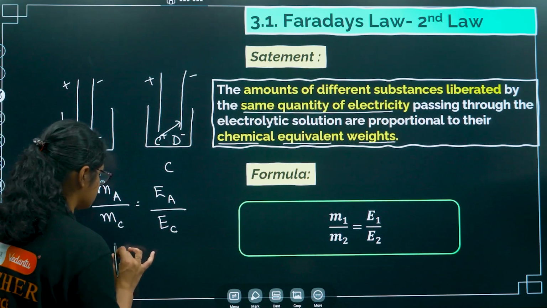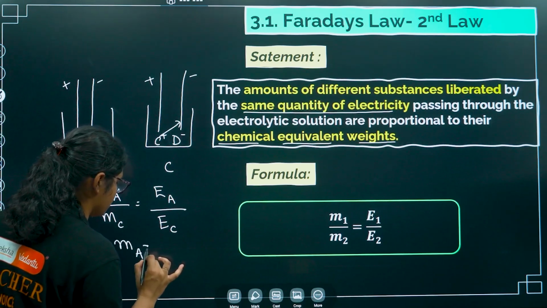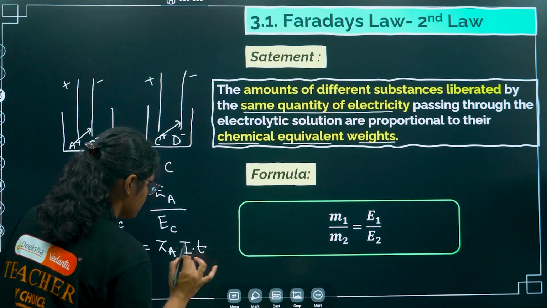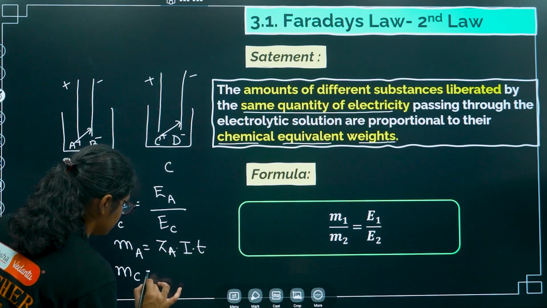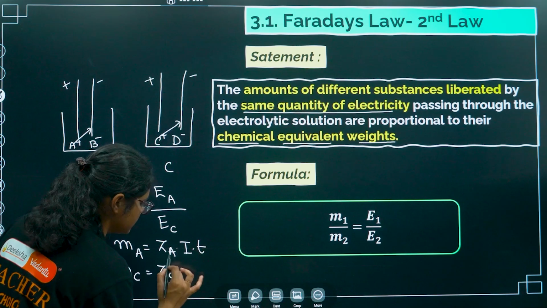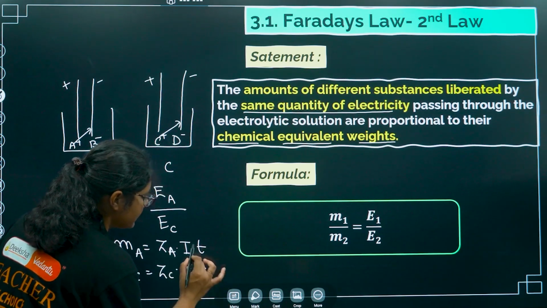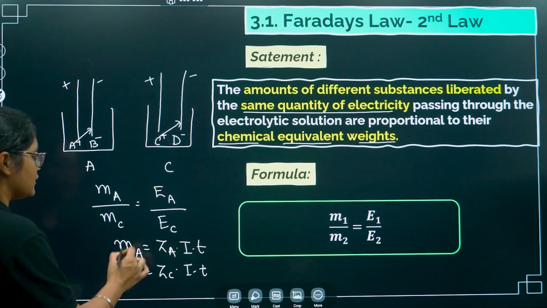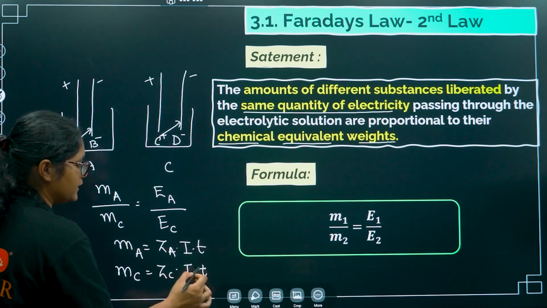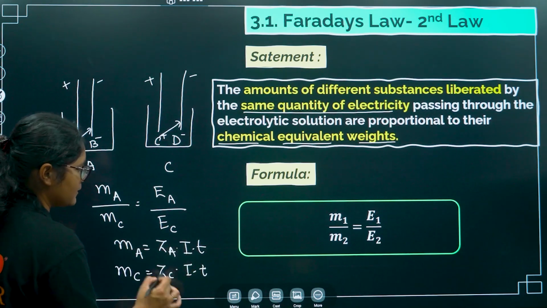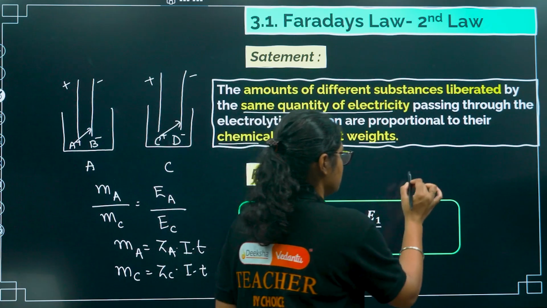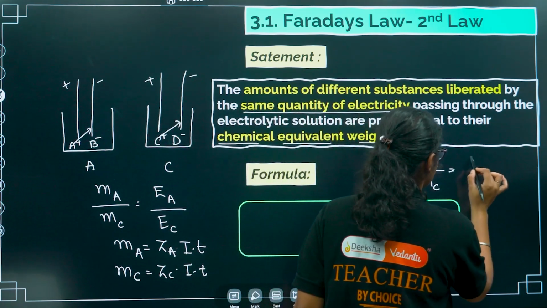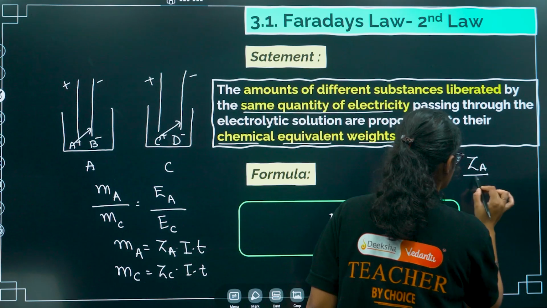So let us do it very simply. Mass of A deposited will be what? ZA into I into T. Mass of C deposited will be ZC into I into T. Why are I and T the same? Because the same amount of current is passed. Now I take a ratio of both of them, then IT will cancel. What I'll get? ZA by ZC. So if I write this, MA by MC is equal to ZA by ZC, right?